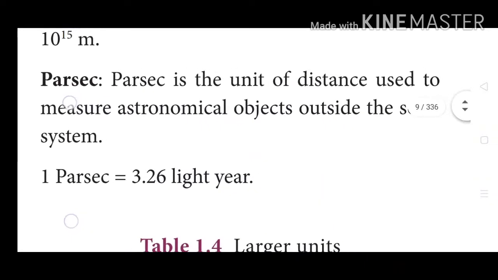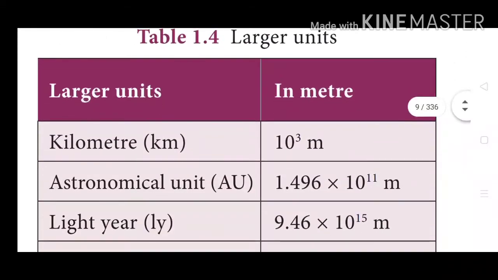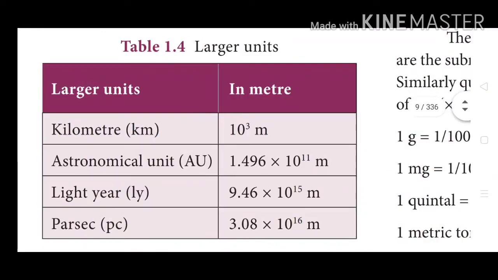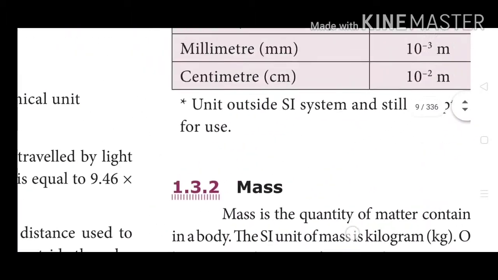Parsec is the largest distance outside of the solar system. Parsec is the unit of distance used to measure astronomical objects outside the solar system. One parsec is 3.26 light years. Now we move on to larger units in the form of meter. Kilometer in meter is 10 power 3 meter. Astronomical unit in meter is 1.496 10 power 11 meter. Already we have seen these in the form of meter. Parsec is 3.08 10 power 16 meter. Children, study well by using the PDF. Now move on.